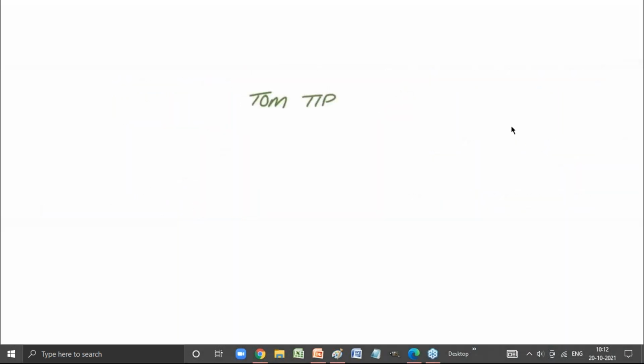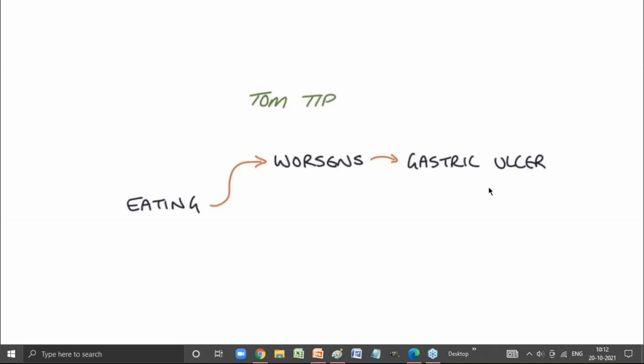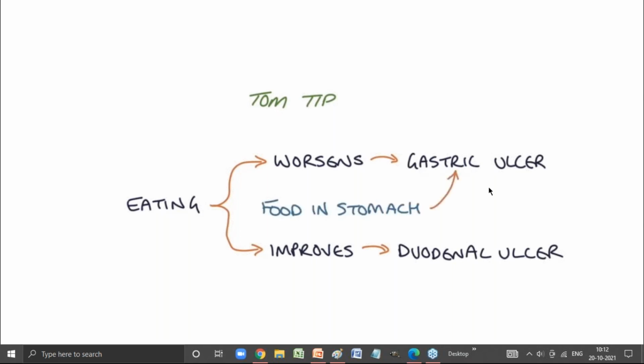A little tip for you, in your MCQ exams, eating typically worsens the pain of a gastric ulcer, and eating typically improves the pain of duodenal ulcers. This is a typical exam question. And the way that you can remember this is as food passes into the stomach, it's going to irritate that ulcer, but food passing into the stomach will mop up some acid that then won't pass through into the duodenum, so it'll improve the duodenal ulcer pain.